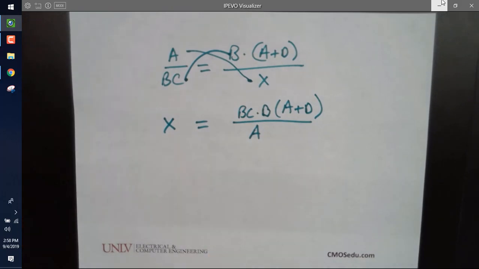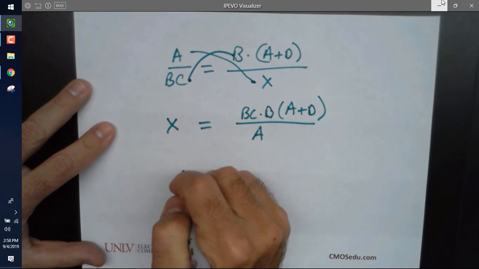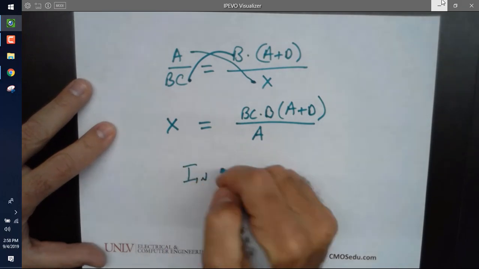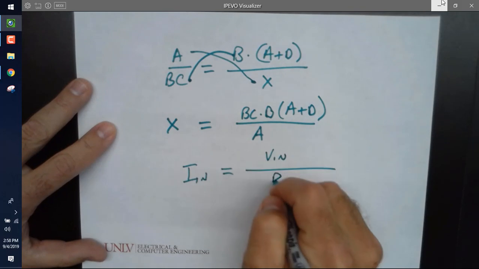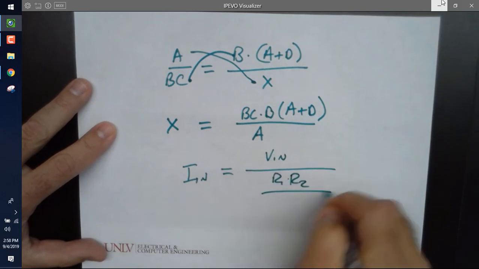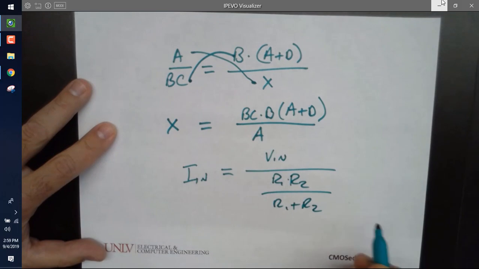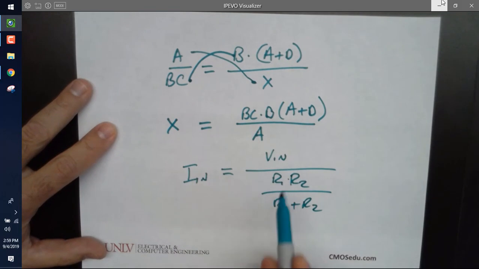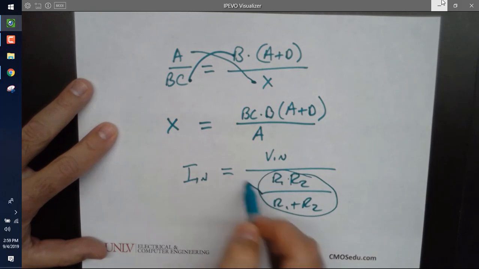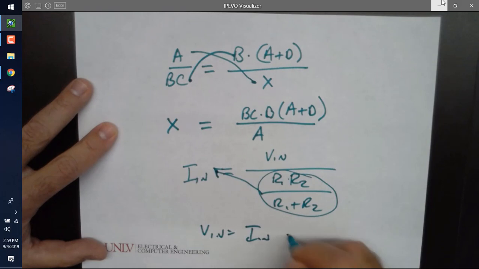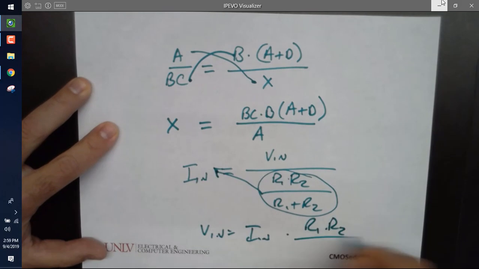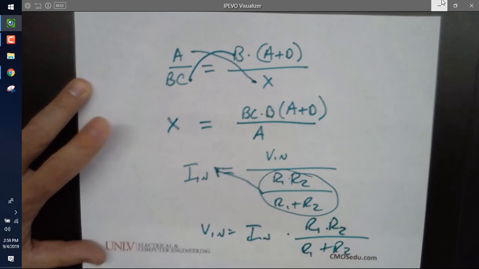So when I was doing, a moment ago, IN equals VN all over R1 times R2 over R1 plus R2. The way I thought about solving for VN was I just move this bead, that's a whole bead, I just move it up there, and I immediately write VN equals IN times R1 times R2 all over R1 plus R2. And I'll try to mention this as I go.